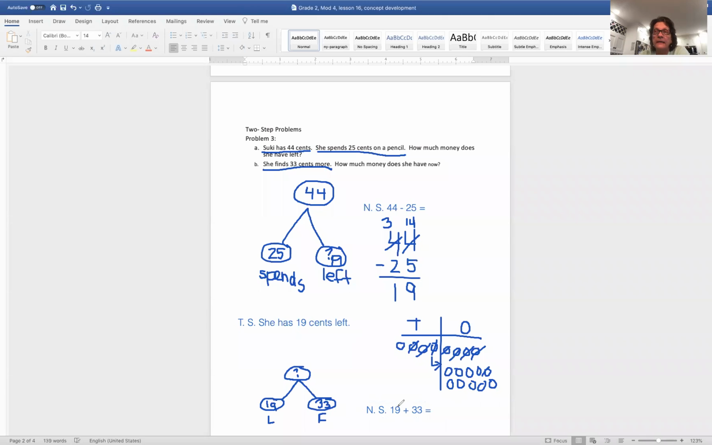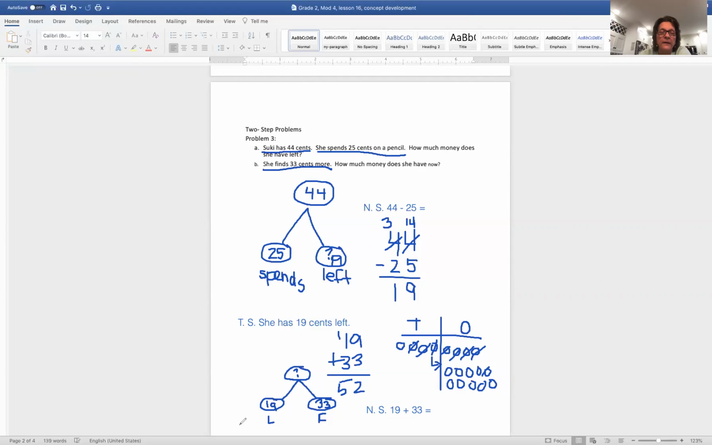You can say 19 is really close to 20, so 20 plus 33 would be 53, and then take off that 1 because you're not really adding 20, you're adding 19. Or you can do the algorithm if you're more comfortable with that. 19 plus 33 ends up being 52. So 19 plus 33 is 52.